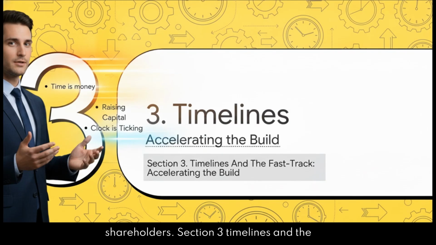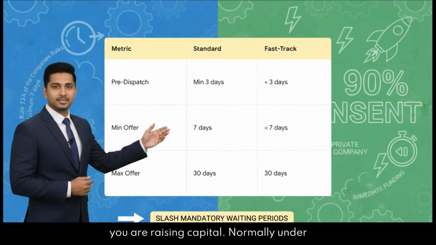Section 3. Timelines and the fast track, accelerating the build. Let's be real, time is money, especially when you're raising capital. Normally, under Rule 12A of the company's rules, you're required to dispatch your notice at least 3 days before the issue opens, and then you have to keep the offer open somewhere between 7 and 30 days.